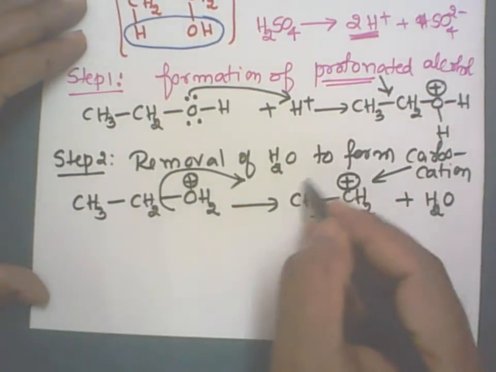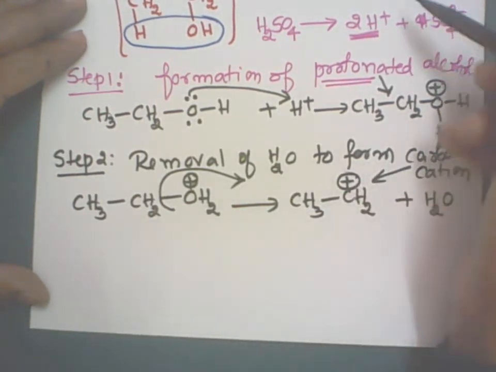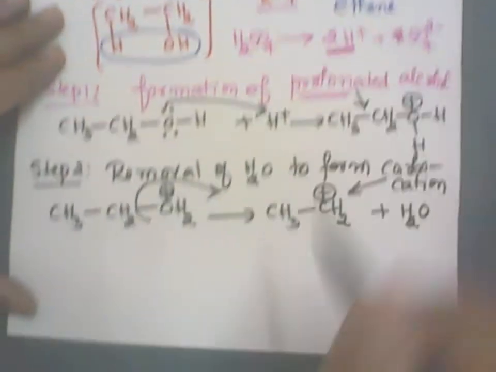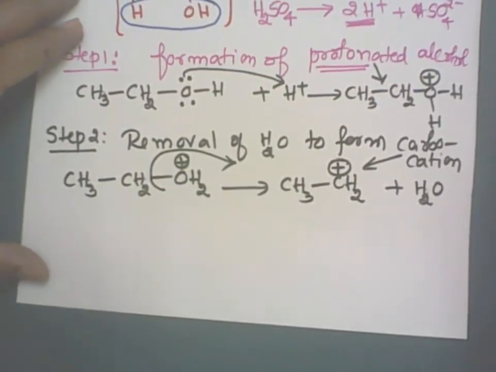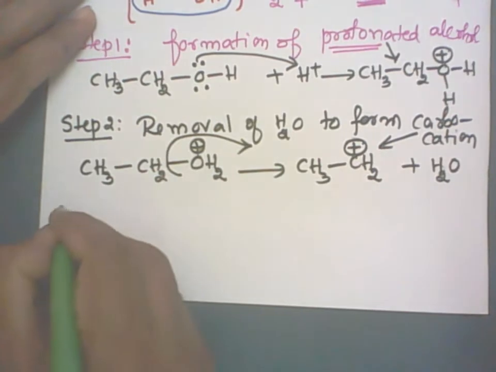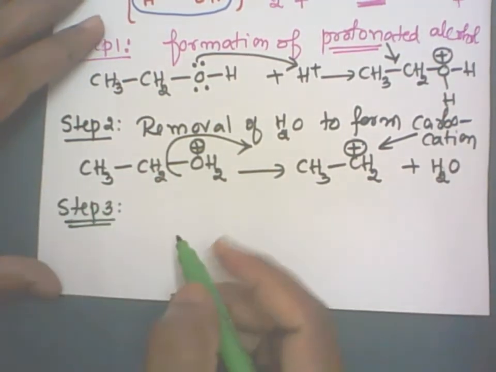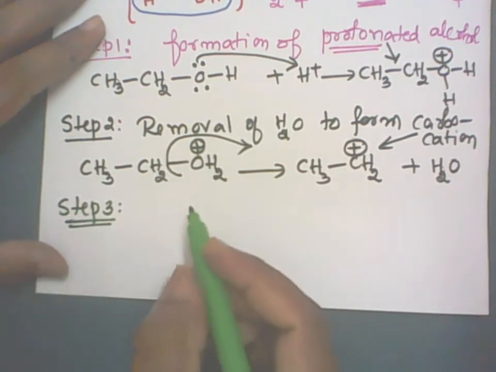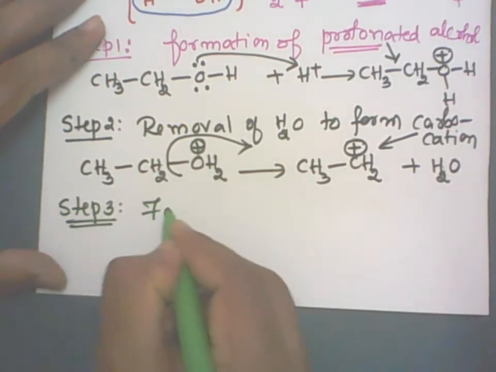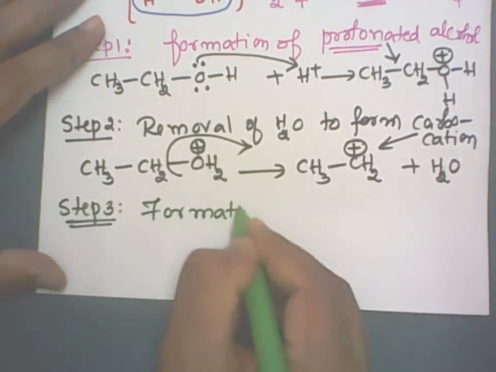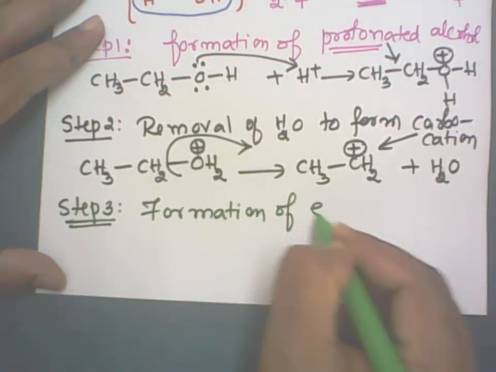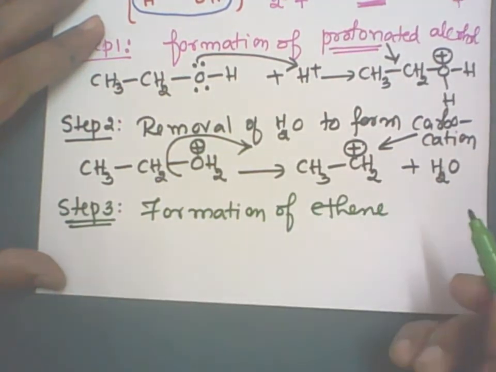Now this should become neutral to give the final product, that is ethene. Clear? So therefore the next step would be step number 3. What is step number 3? Step number 3 is the formation of ethene.